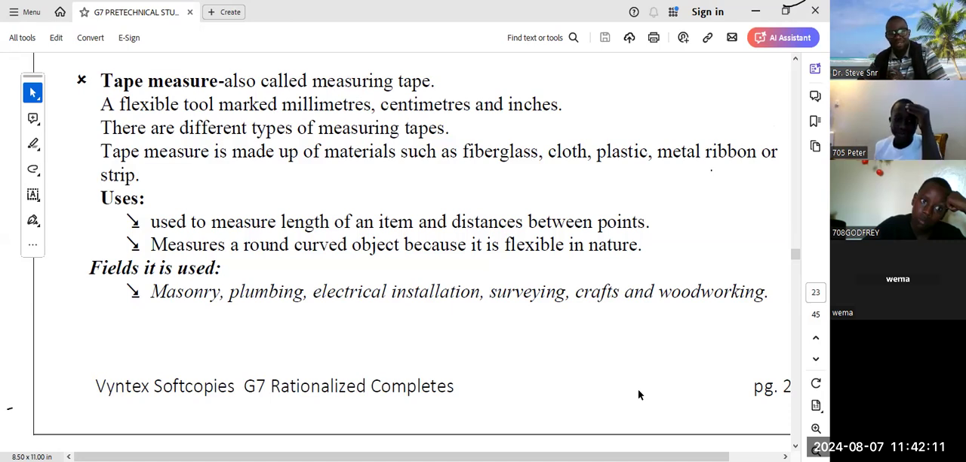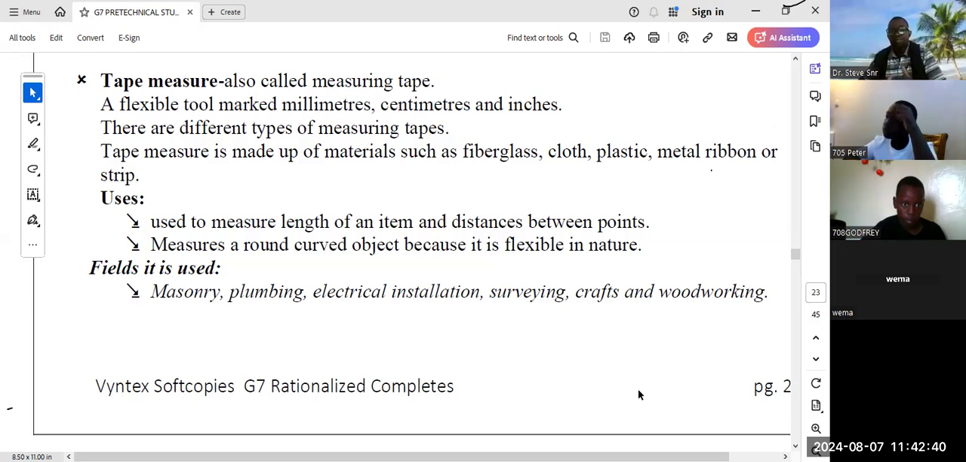Okay, so we are looking at tools and production. You had recommended that we start from there because you realized that maybe the learning area was not well captured, or there are some parts of the substrand you didn't understand. So that is where we are. We are on measuring tool number 2, what we call the tape measure. You can say tape measure or measuring tape.